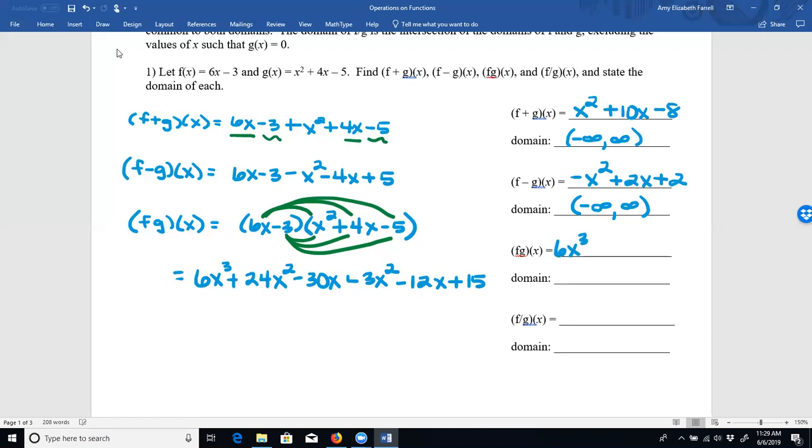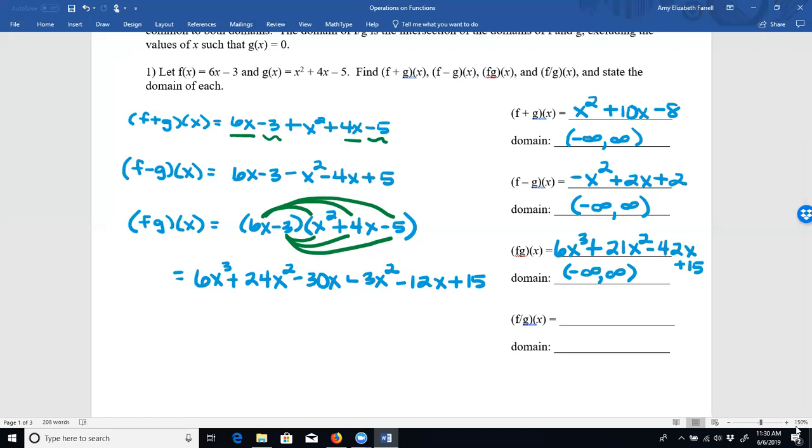So 6x to the third. Let's see, we have a 24x squared and a negative 3x squared. So that would be 21x squared. We have a negative 30x and a negative 12x, which would be negative 42x. And then it looks like just that 15, so plus 15. Sorry, I'm running out of room here, so I'll write it down here. Domain, all real numbers. We are going to see something special when we look at f divided by g, but for now, all real numbers again.